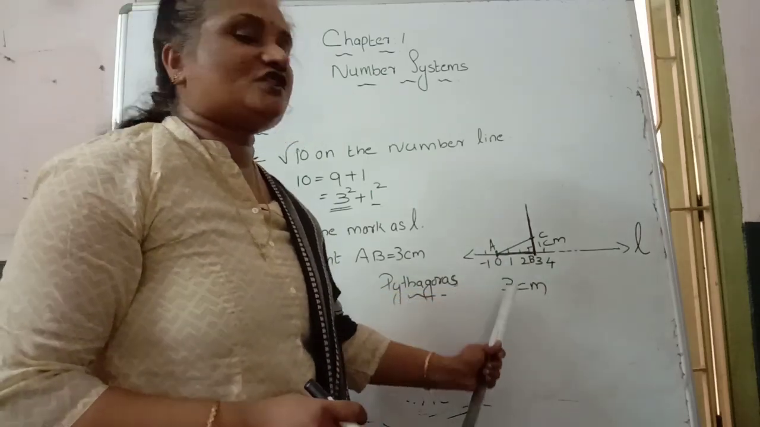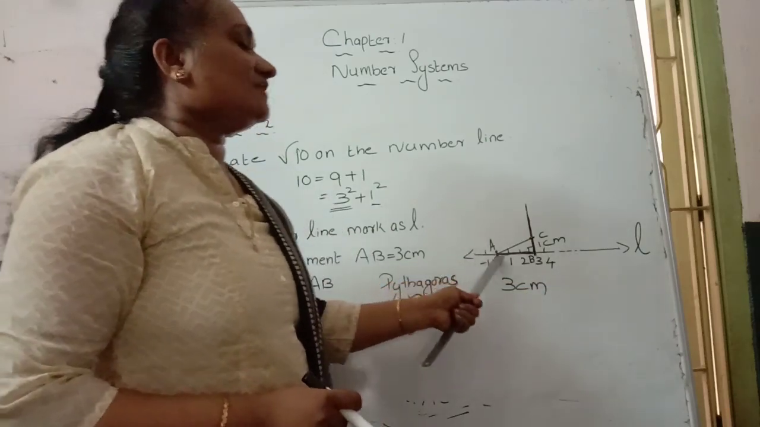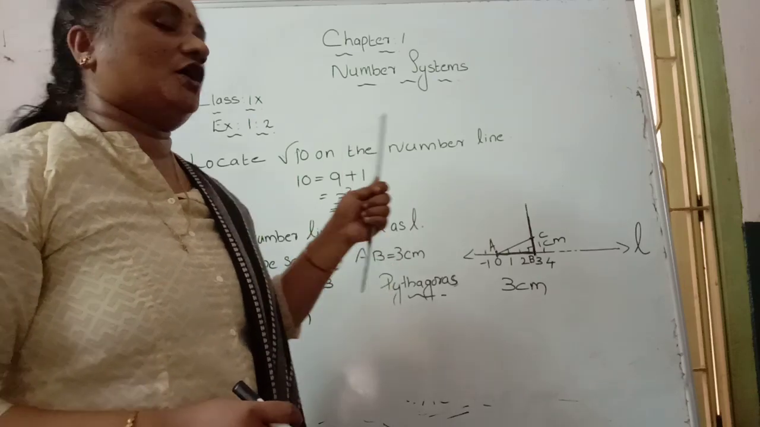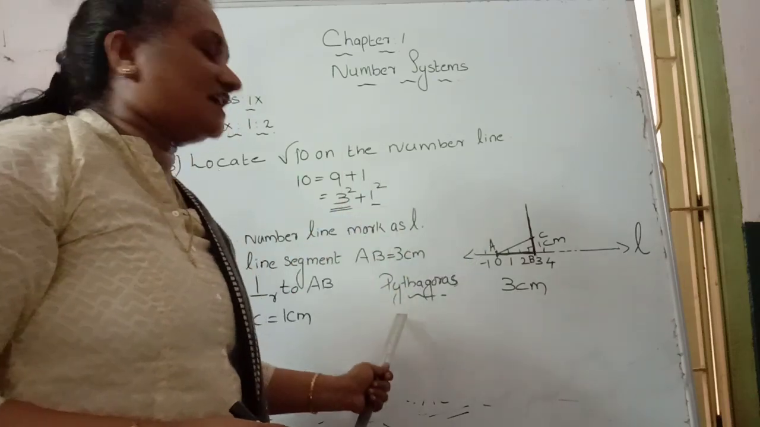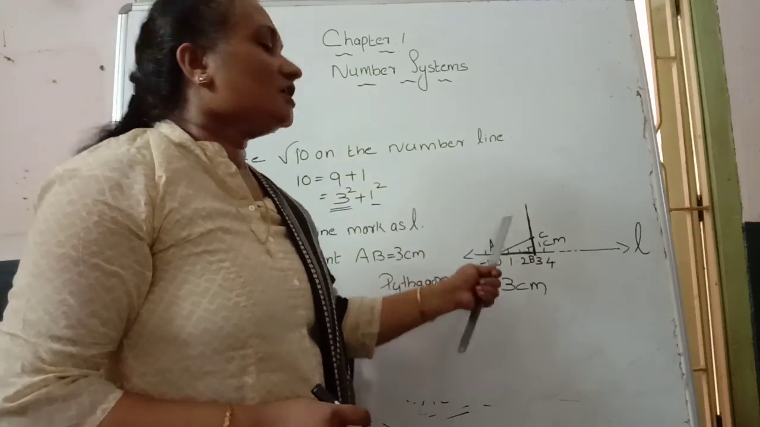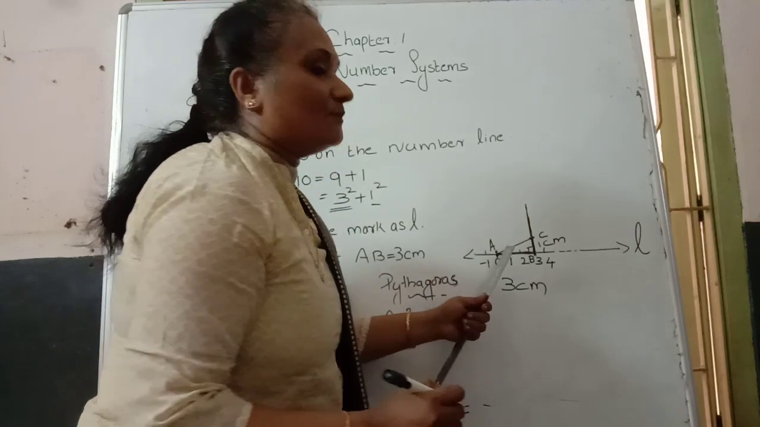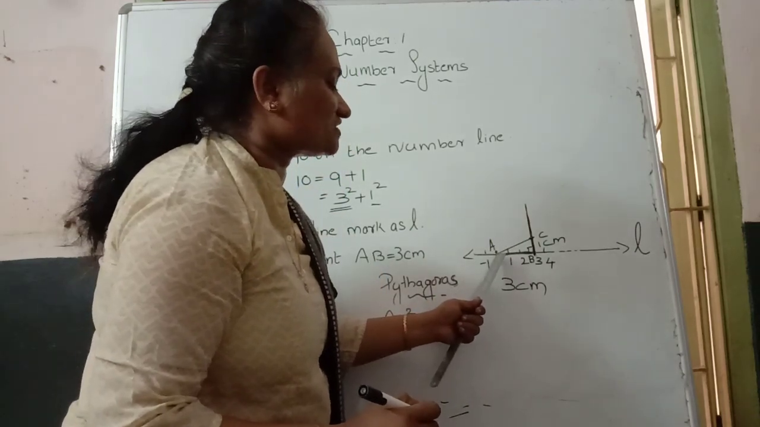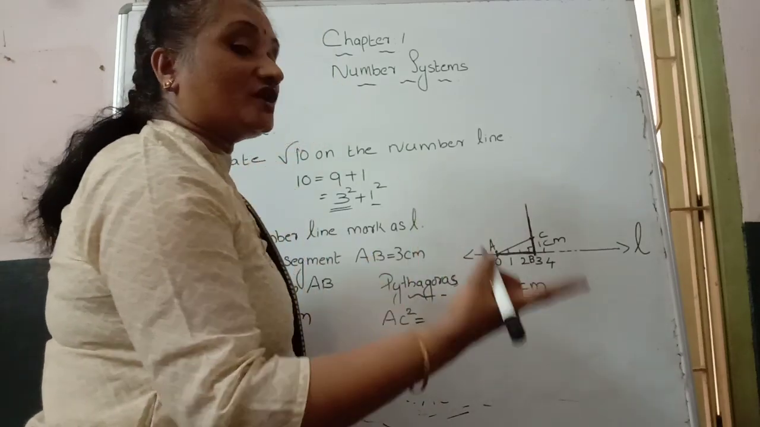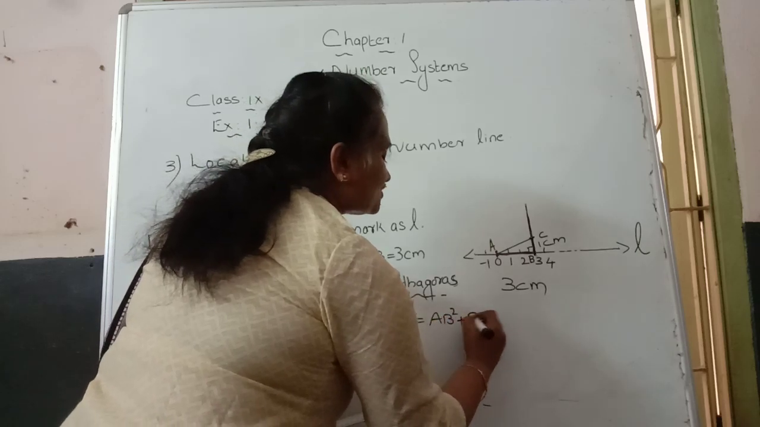The A to B distance we know is 3 centimeters. The B to C distance is 1 centimeter. Then what about AC? Does it become root 10? We want to check it. How to check it? By using the Pythagoras theorem. The Pythagoras theorem says that in a right angle triangle, the square of the longest side, that is AC, equals the sum of the squares of the other two sides. Which are the other two sides? AB and BC. So AC square equals AB square plus BC square.